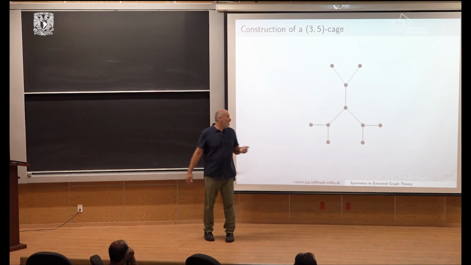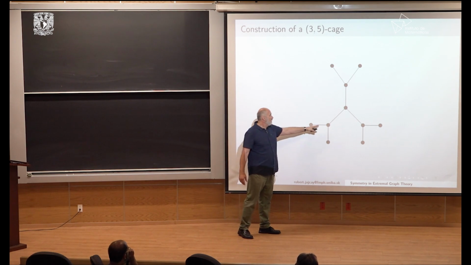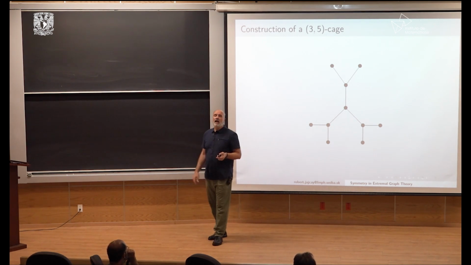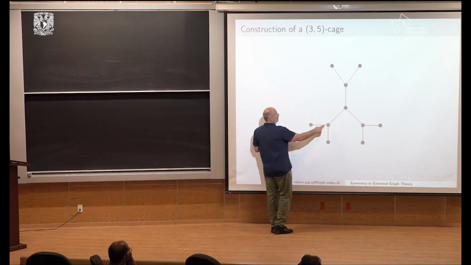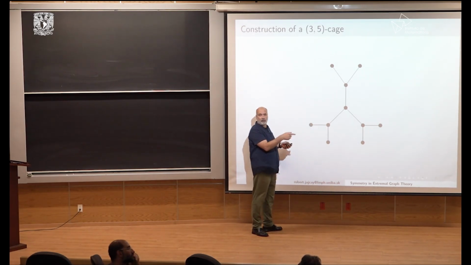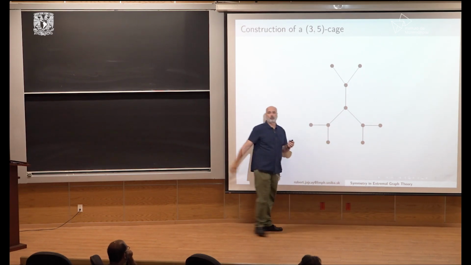But the answer is, if you wanted to not introduce any new vertices, you would have to connect something that's already there to something that's already there, and that would form a cycle. So if you, for instance, try to connect this guy to this guy, you would get a triangle, which is too short. This guy to this guy, you get a 4-cycle, too short.